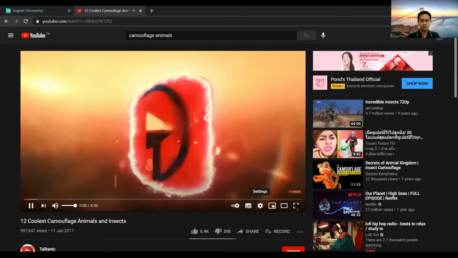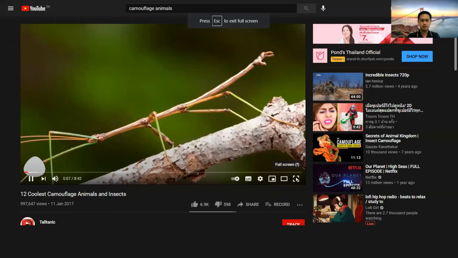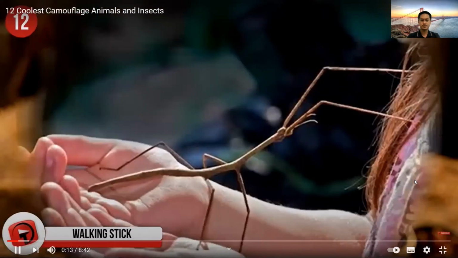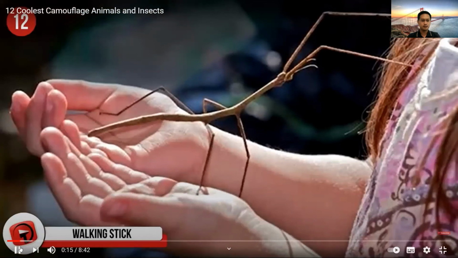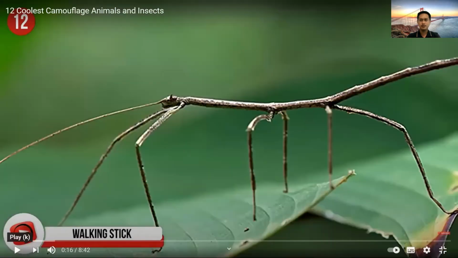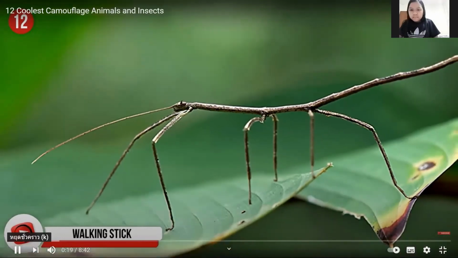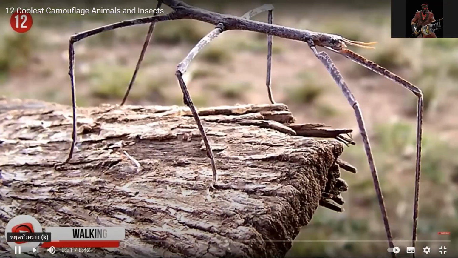Well, a walking stick. It looks a lot like a creature featured in that Harry Potter spin-off film Fantastic Beasts, but it's known as a stick insect because of its elongated body, which resembles sticks, twigs, or very... So this is a walking stick.